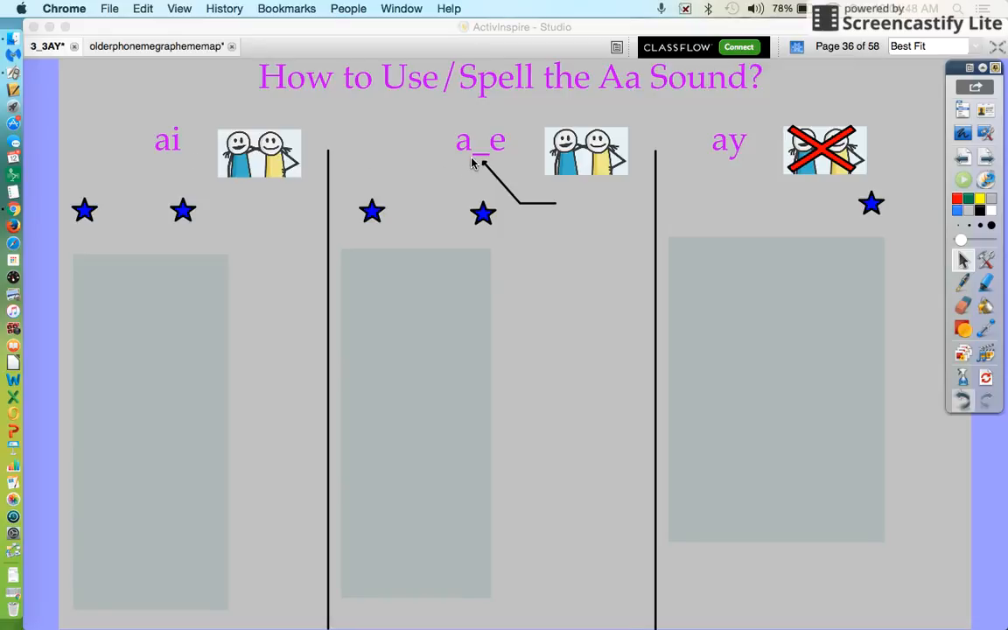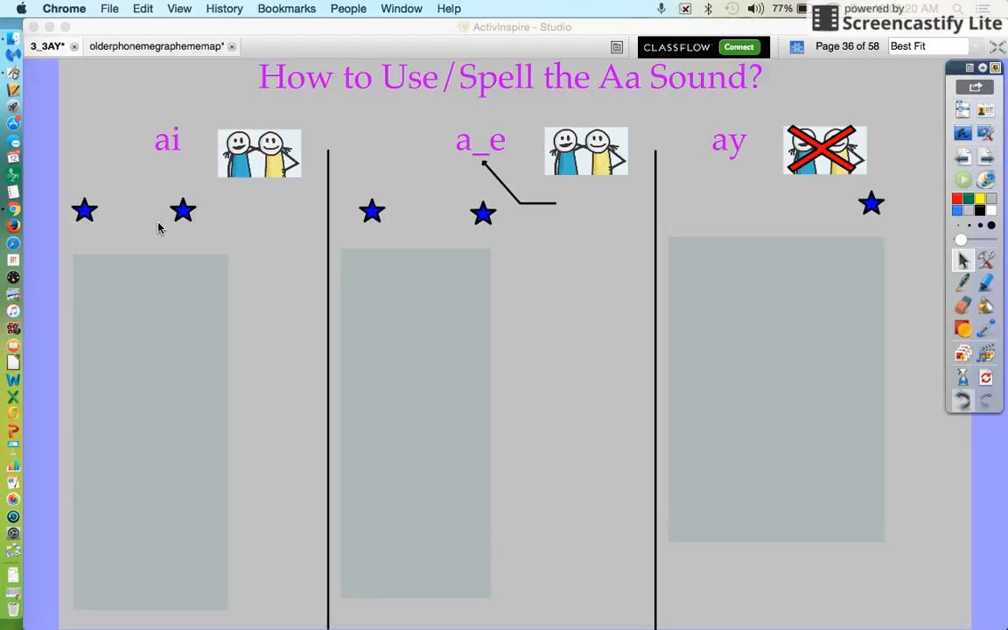AI and AE both say A, and they come at the beginning of words, represented by the first star, and they also come in the middle of words, represented by the second star. But they do not come at the end of a word or a syllable, because they would have to become AY instead. Also, for AI and AE, they have to have a letter friend after them, and AY doesn't have a letter friend. So let me show you what I'm talking about.